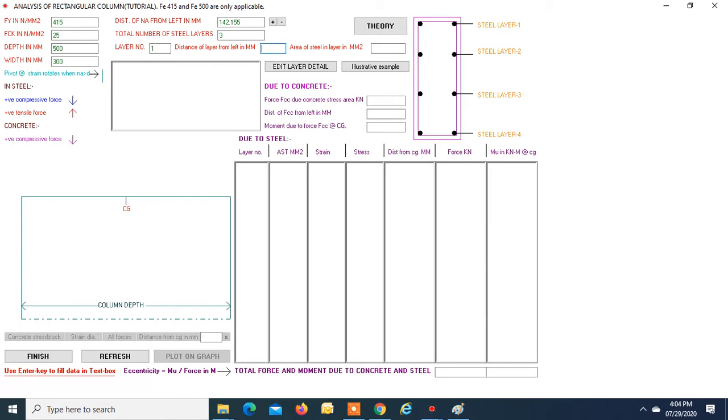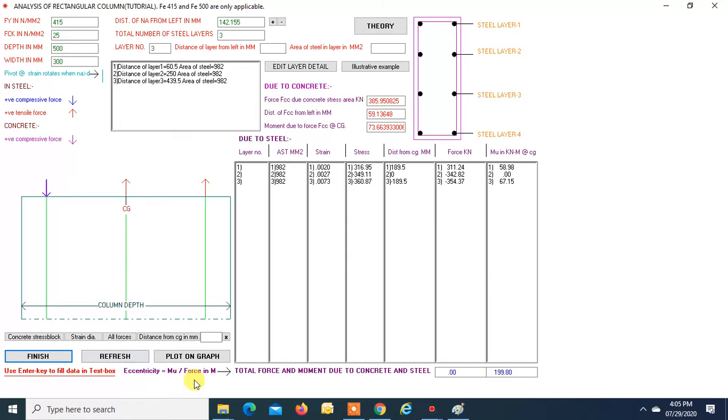The first layer is at 60.5 mm from the compression face. Area of steel in that layer is 982 mm square. Second layer is at 250 mm from the compression face. Area of steel is 982 mm square. And the third steel layer is at 439.5 mm from the compression face, and the area of steel is 982 mm square. Right. Now let us click finish.